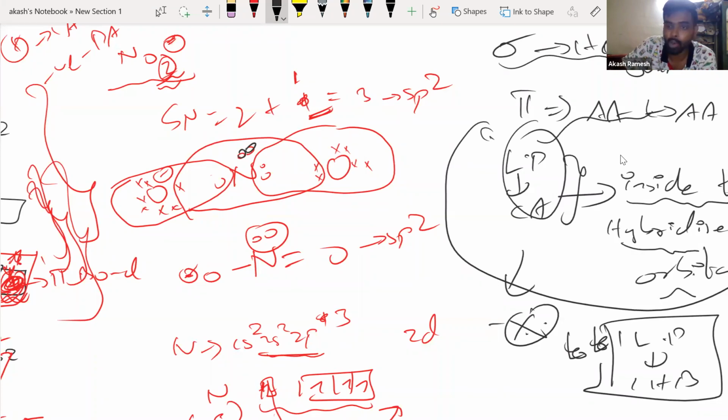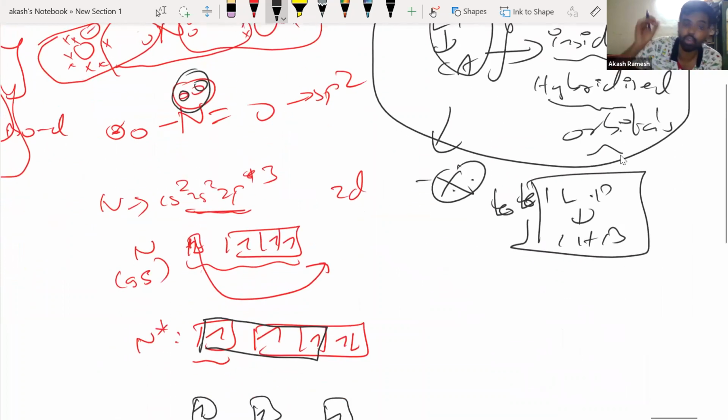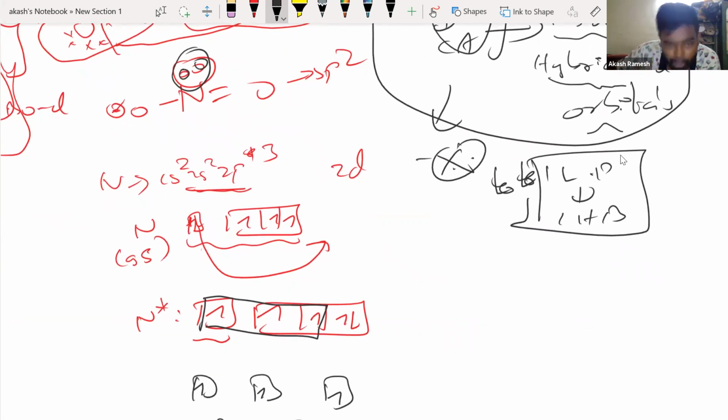Is it not? And now you understand why I'm even mentioning this point: in the calculation of steric number, we take into account the number of bonding atoms and also the number of lone pairs, right? So from that itself it is understood that the lone pair should be there in the hybridized orbital of the central atom. So in this case, nitrogen is having one lone pair. That lone pair should be inside the hybridized orbital.